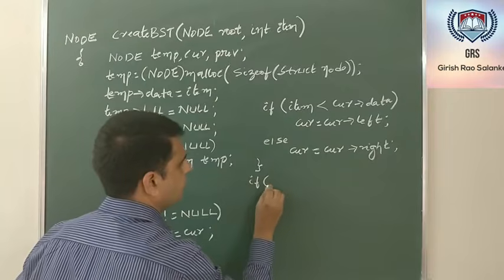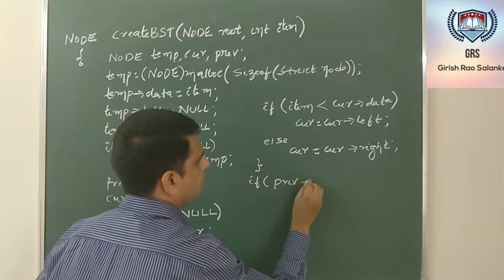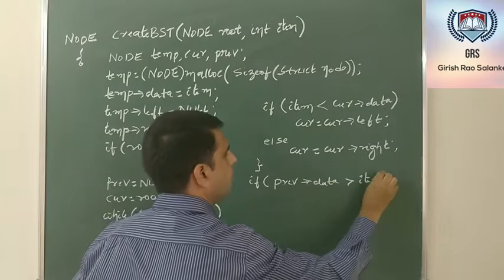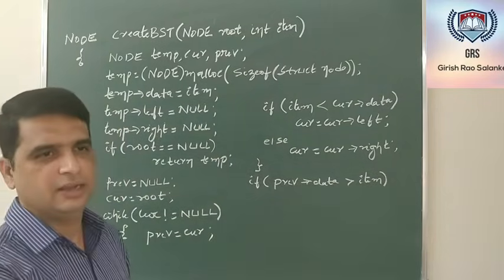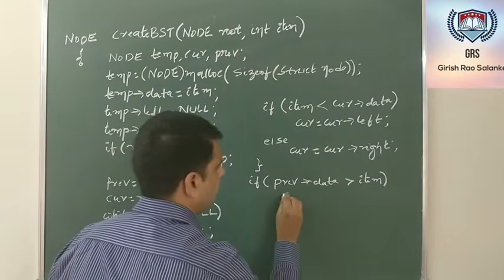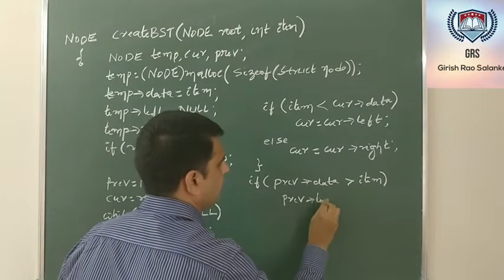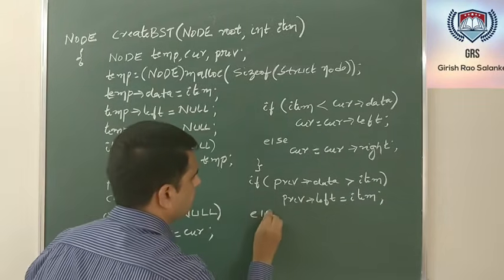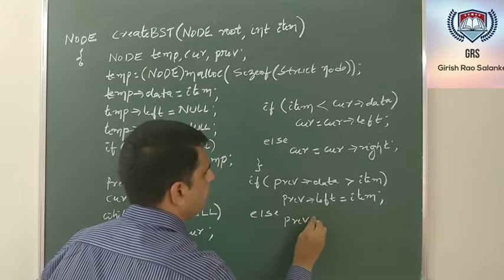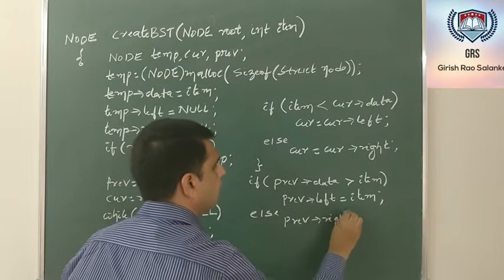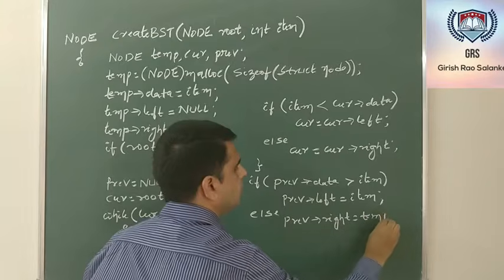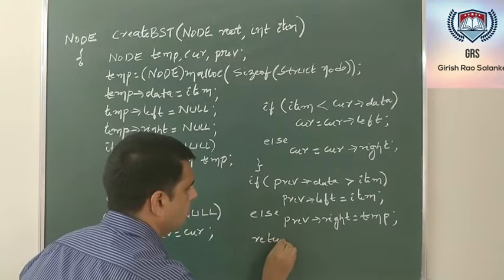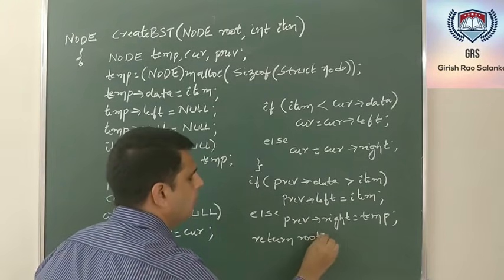Now I'll just check if previous of data is greater than item. If the previous of data is greater than the item, then previous of left should be pointing to the new item, else previous of right should be pointing to the new item. Hope we are done. Now return the address of the root node. Return root.